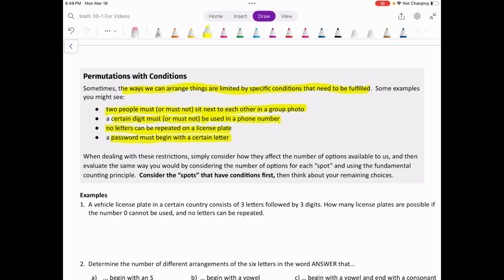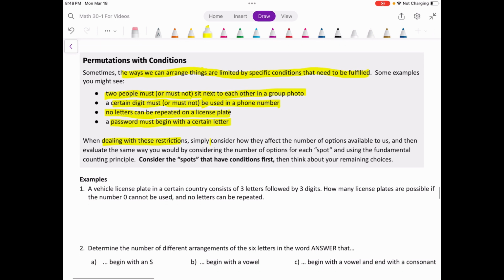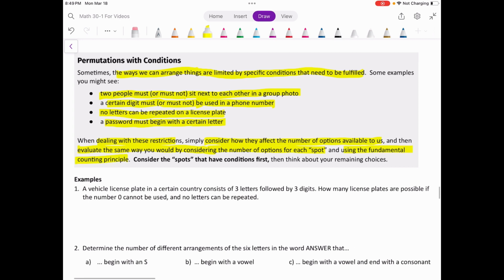Okay, so when dealing with these restrictions, we're mostly just still going to use the fundamental counting principle. We're just going to recognize that there's different limitations for different spots based on the restrictions being placed on our permutations here. So we just need to consider how they affect the number of options available to us, and then evaluate the same way we always would by considering the number of options, for lack of a better word, for each spot, and then use the fundamental counting principle.